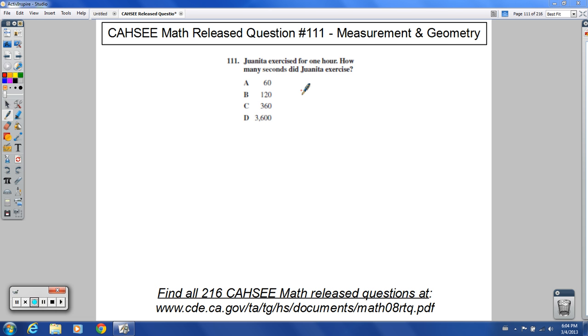This is release question 111 for CAHSEE Math. It says Juanita exercised for 1 hour. How many seconds did Juanita exercise? So 1 hour of exercise. 1 hour is the same thing.